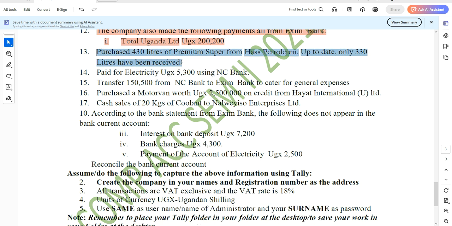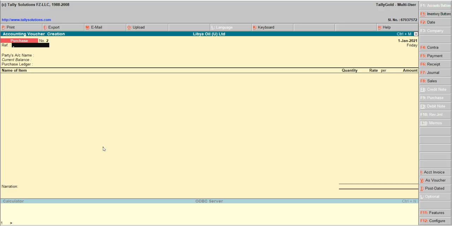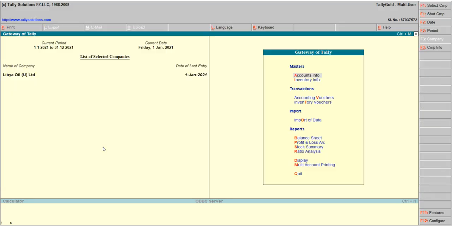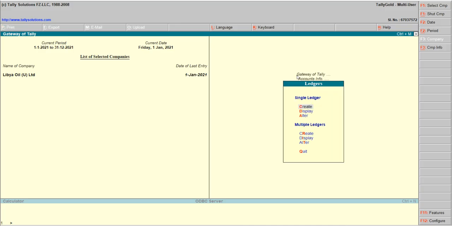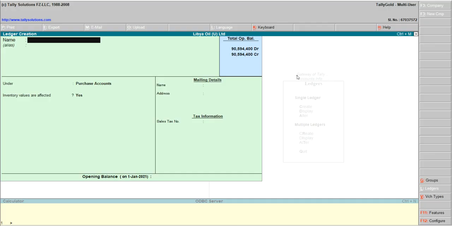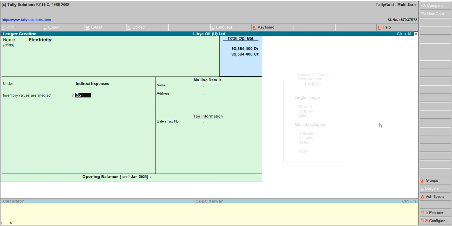Paid electricity from NC Bank. We have to create an electricity account. This is a payment, so escape the accounting voucher creation. Go back to accounts info. Create an electricity account. Ledger, single ledger creation, electricity. This is an indirect expense. Revenues are not affected. Pending balance, no.